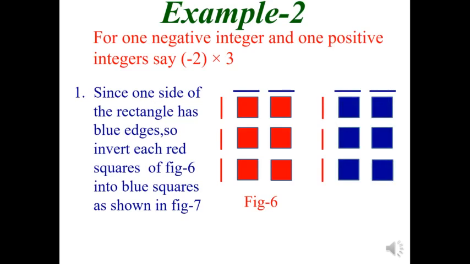We have to invert the squares from red to blue because one negative integer is there. So the red squares of figure 6 are inverted to blue squares in figure 7 because here we have to multiply a positive integer with a negative integer.